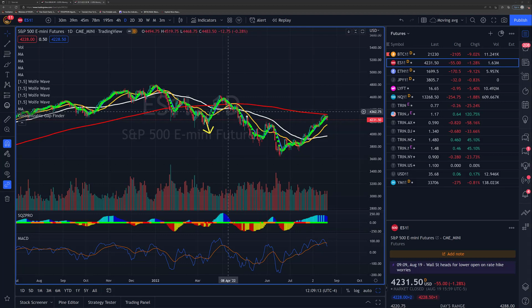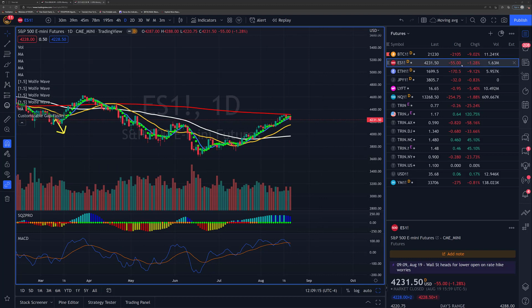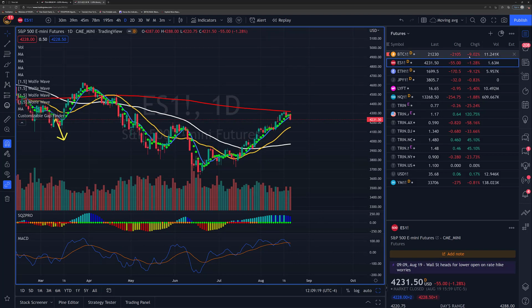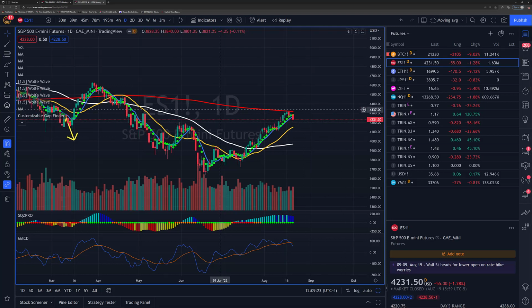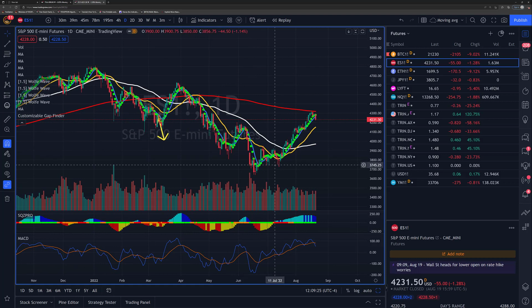S&P futures. Last week we had a down day, minus 1.28%, while Bitcoin was down minus 9.02%. The S&P had a pretty decent rally off this wave 1, 2, 3 setup, which was something that I did not recognize fast enough or early enough.